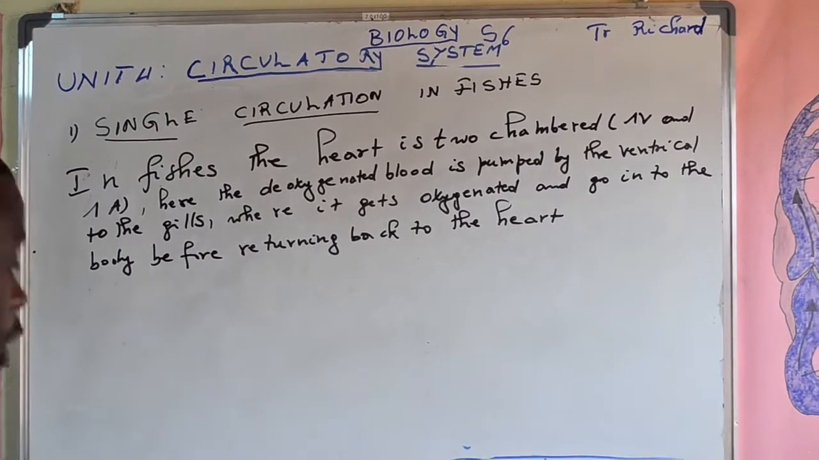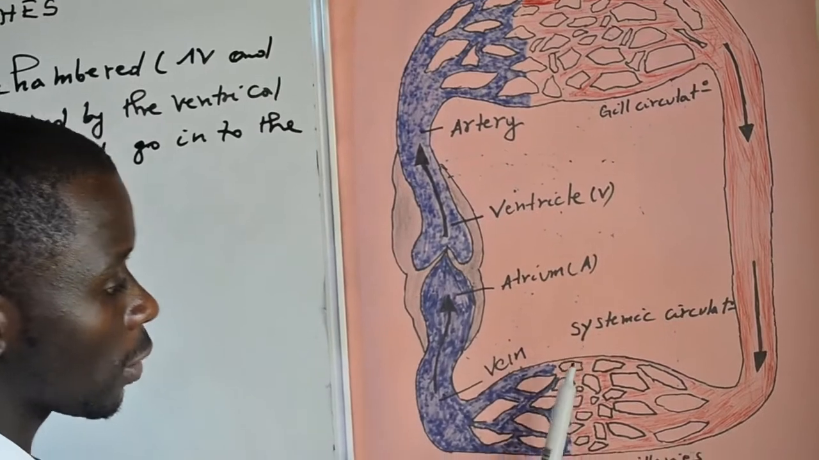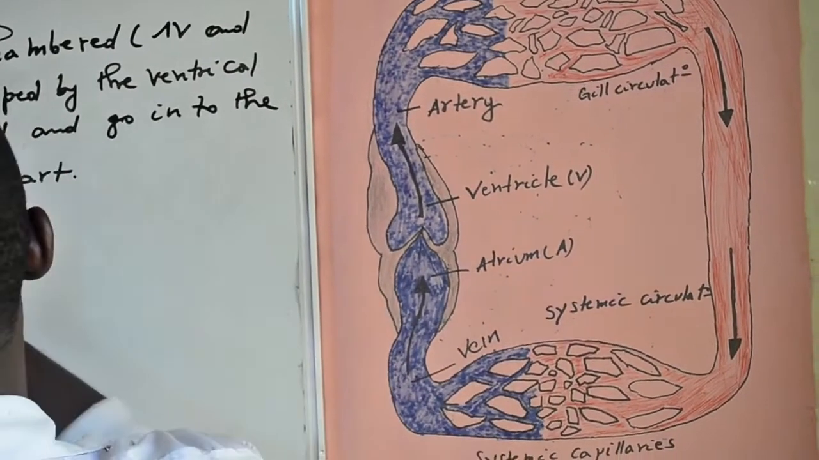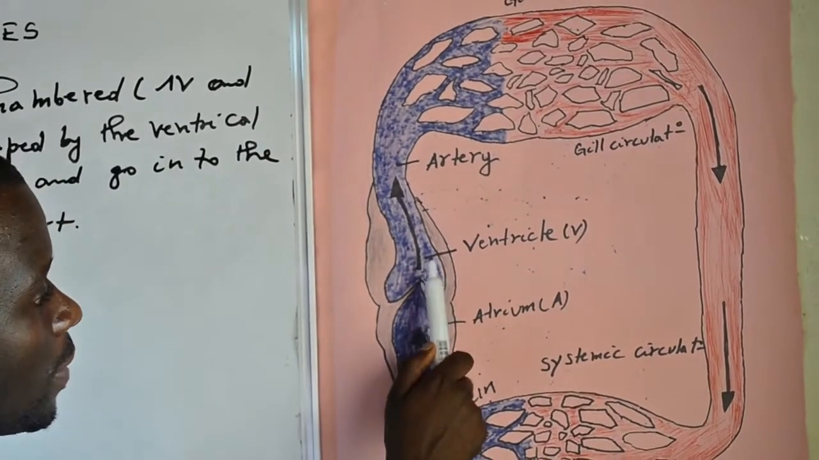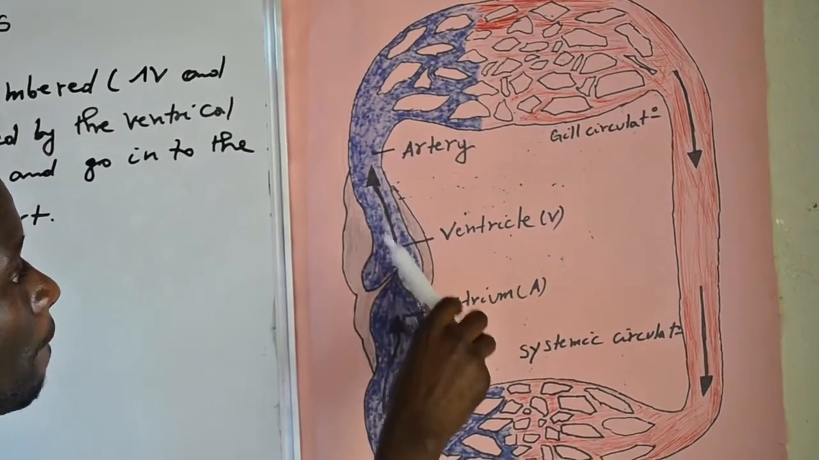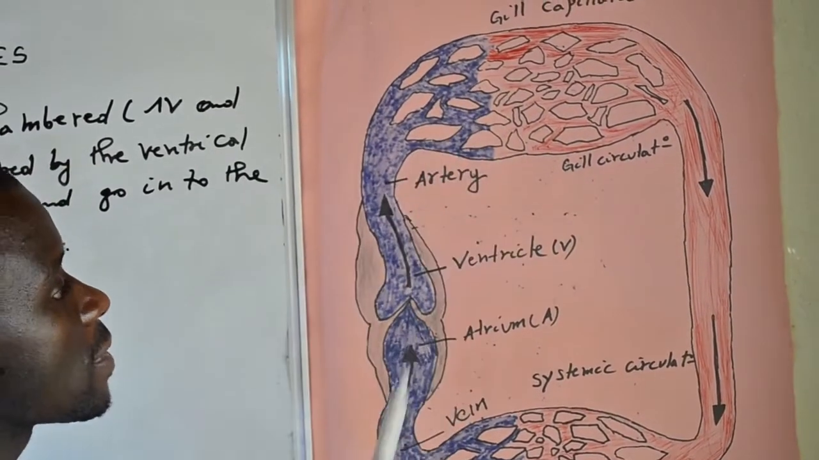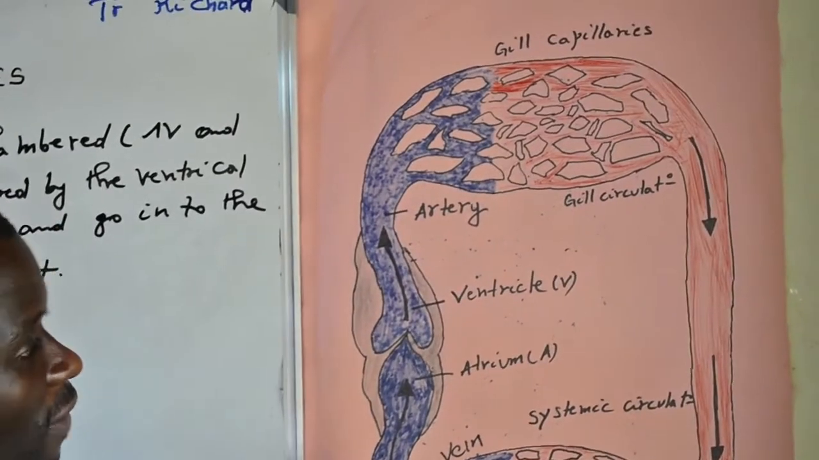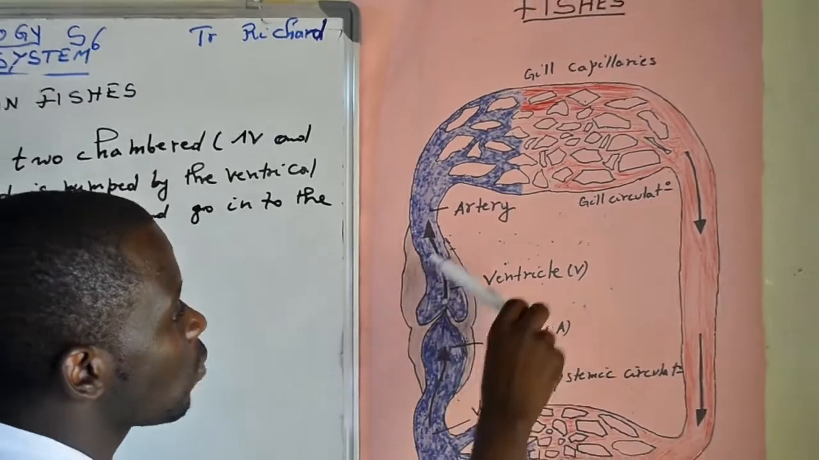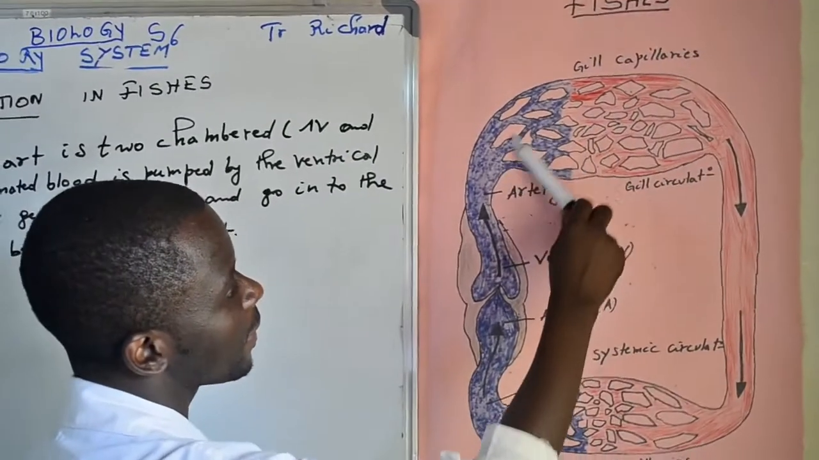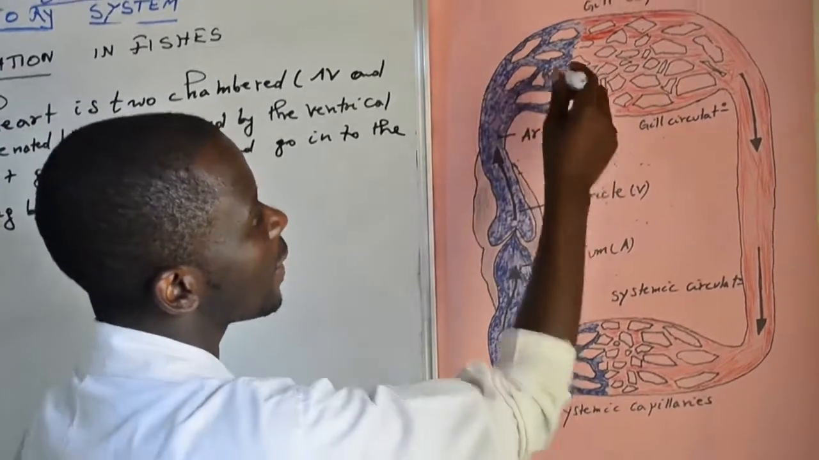So I'm going to show you using this diagram. Dear students, like I told you, I'm going to use this diagram to explain all this. Blood comes from the ventricle. This ventricle of the fish pumps blood to the gills. It's where the blood of the fish gets oxygenated. Through this artery, blood is carried to the gill capillaries, where it gets oxygenated.